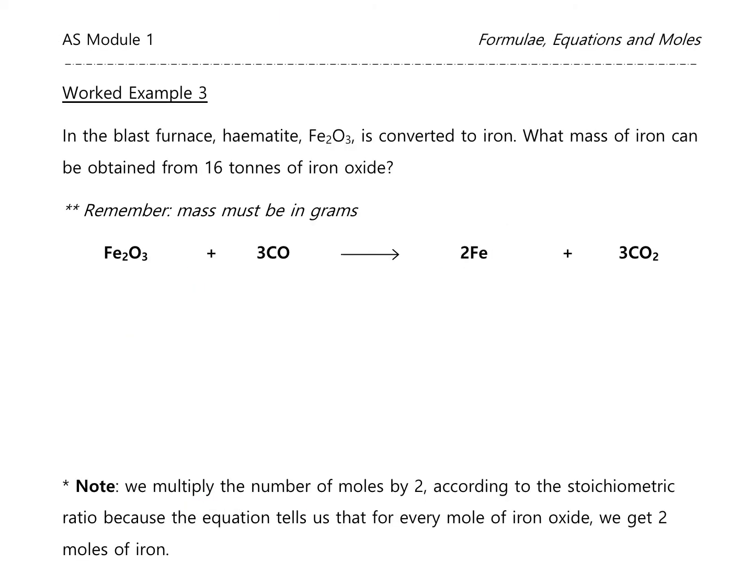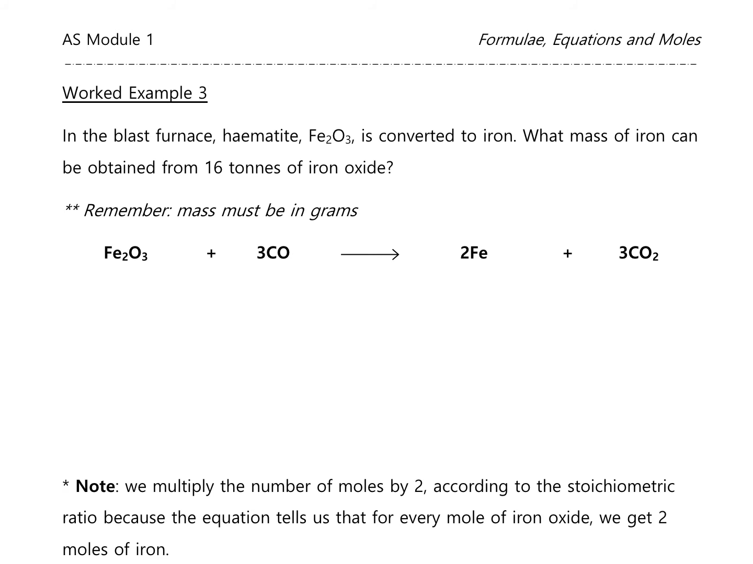And let's have a wee look at worked example 3. There's a couple of things to look out for in worked example 3. Our ratio this time is not 1 to 1, so we'll need to have a think about that. And we also need to have a think about our unit. So again, just go through the question, write the information that you've been given underneath the equation. So it says, in the blast furnace, hematite Fe2O3 is converted to iron, something that you studied at GCSE.